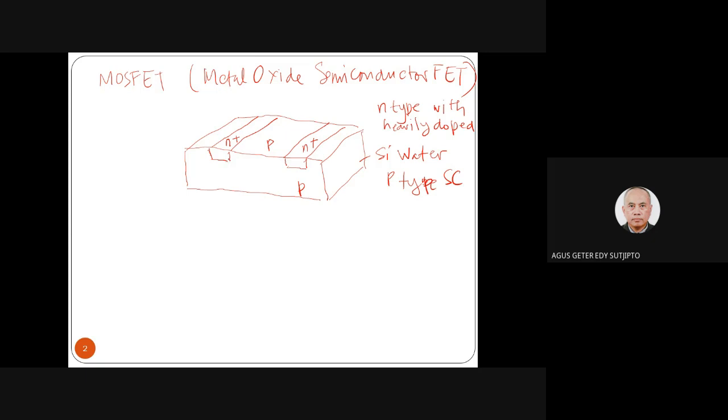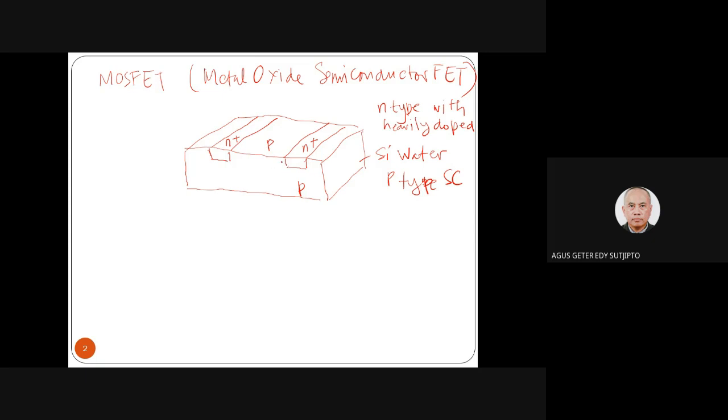So why do we use this heavily doped electron? Of course we want to have more electrons in this design, in this construction. So we have a P here, and we have N, and we have N and P. So we have a junction between N and P, and P and N. We have a junction here.